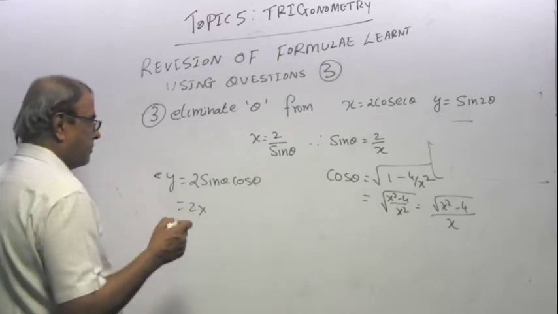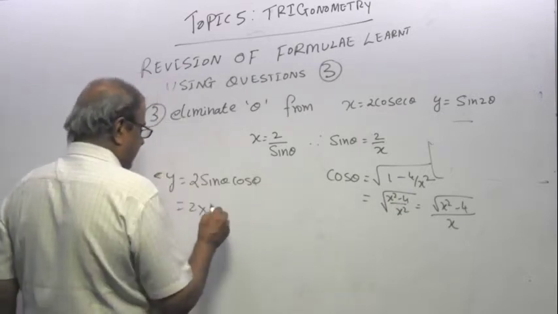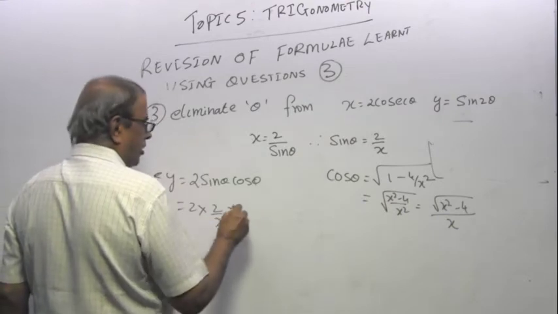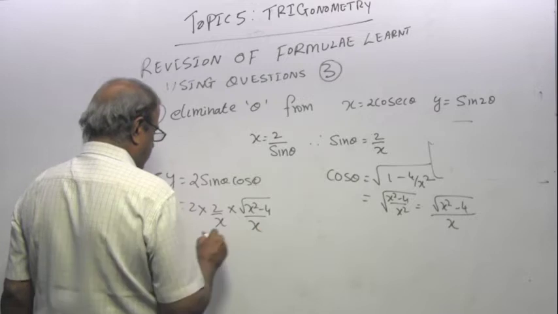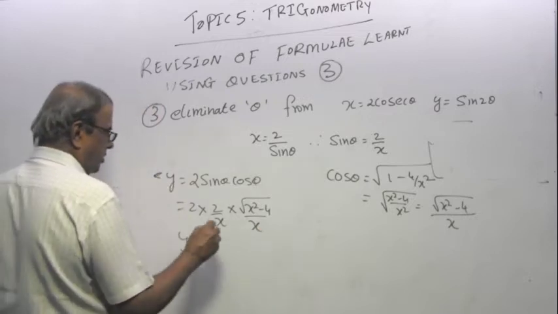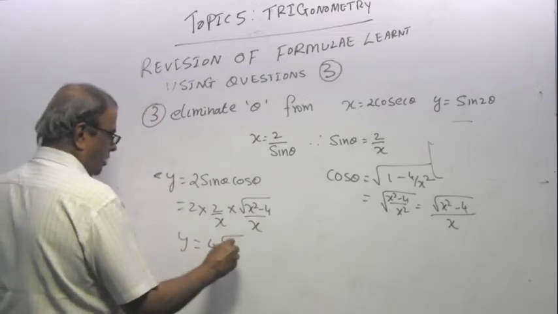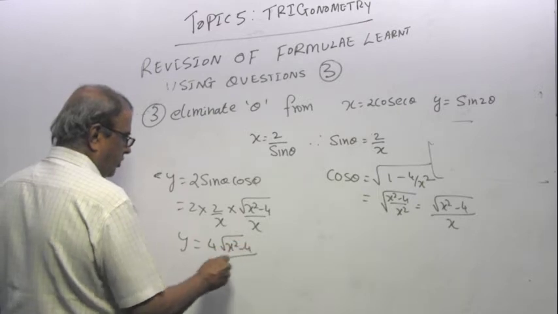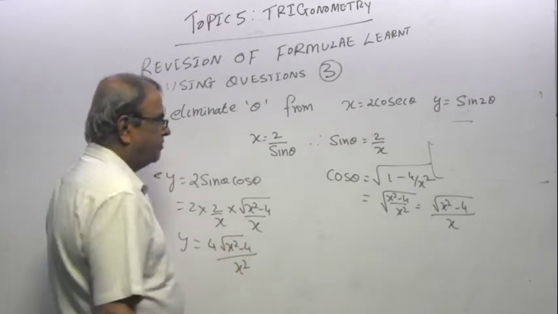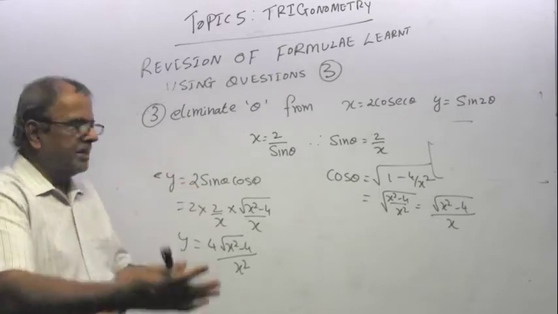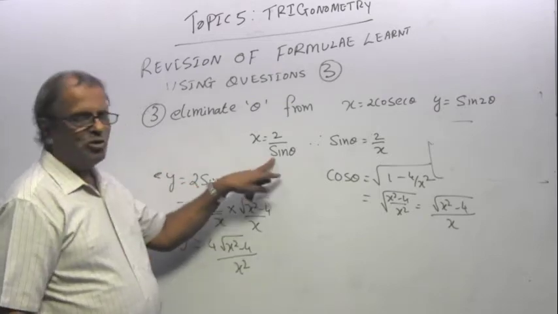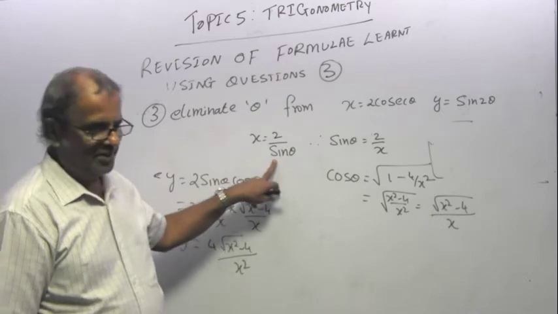not even GCSE. Sin theta is 2 over x. Cos theta is root of x squared minus 4 over x. So y equal to 4 root x squared minus 4 over x squared. It's just again playing around with the formula and not committing stupid errors the way I did. Be careful.